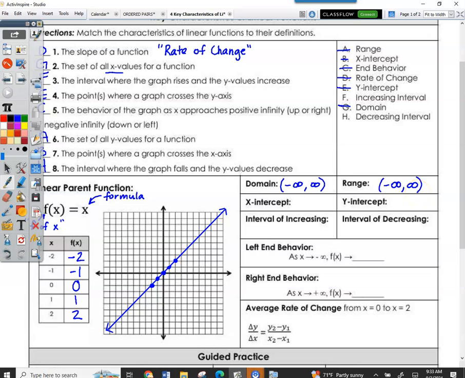Now, the next part, what's the x-intercept? This is where it's crossing the x-axis. It's crossing at 0, 0. That's one way to write it. You could also say x is 0 when y is 0. That's another way to write it. What is the y-intercept? Turn your head sideways, look at the y-axis. 0.